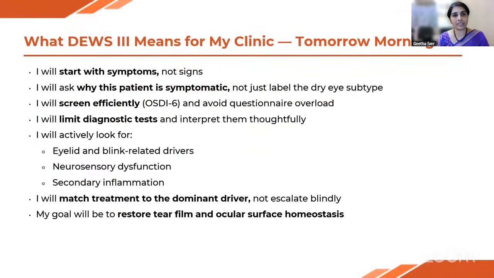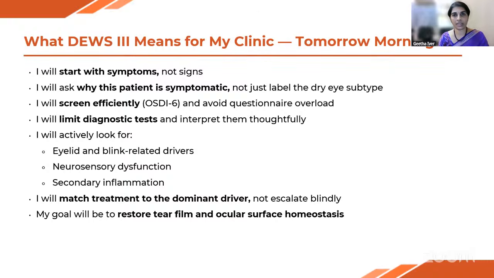So what exactly does DUCE-3 mean for my clinic tomorrow morning? I will start with symptoms, not signs. I will ask why this patient is symptomatic and not just label the dry eye subtype. I will screen efficiently using the OSDI-6 and avoid questionnaire overload, and I will limit diagnostic tests and interpret them thoughtfully.